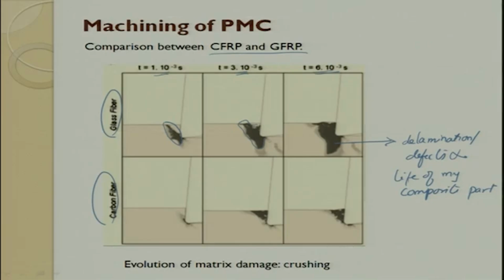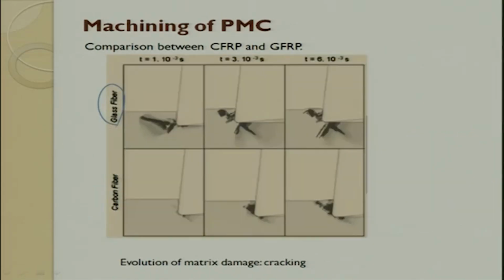So, you can see here crushing happening just before the tool, right, at varying time scales. So, at varying speeds, you see that the chip flows in different directions. Again, I have compared glass fiber and carbon fiber.